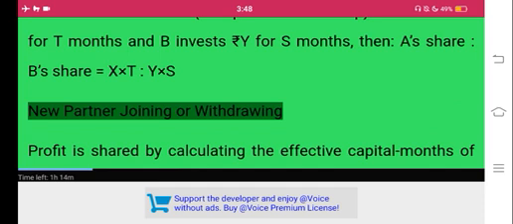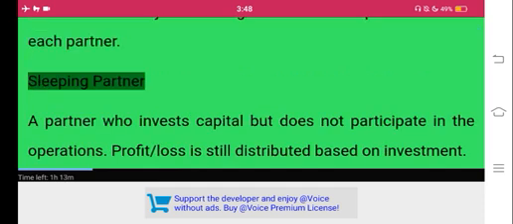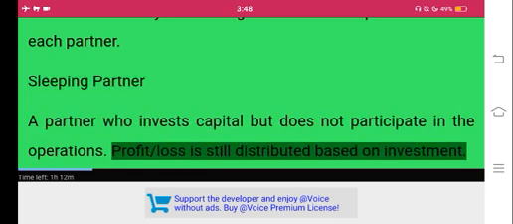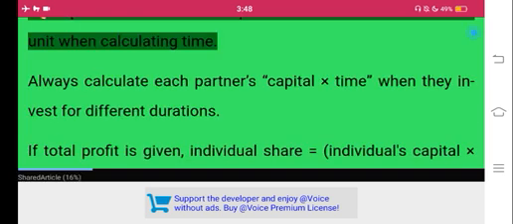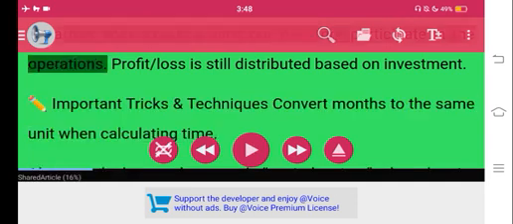New partner joining or withdrawing. Profit is shared by calculating the effective capital months of each partner. Sleeping partner: a partner who invests capital but does not participate in the operations. Profit and loss are still distributed based on investment. Always calculate each partner's capital times time.